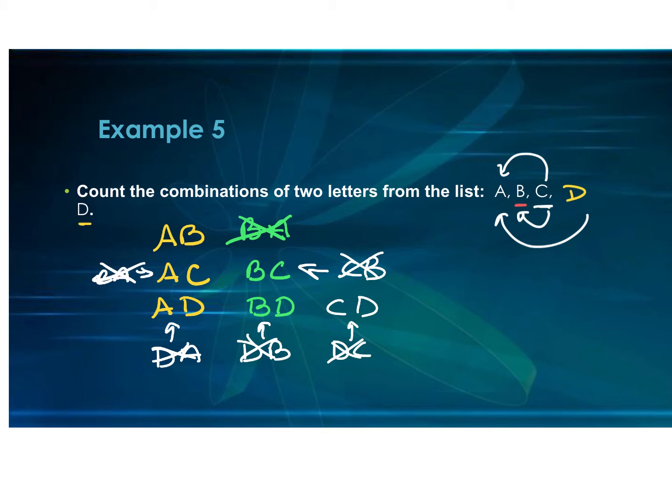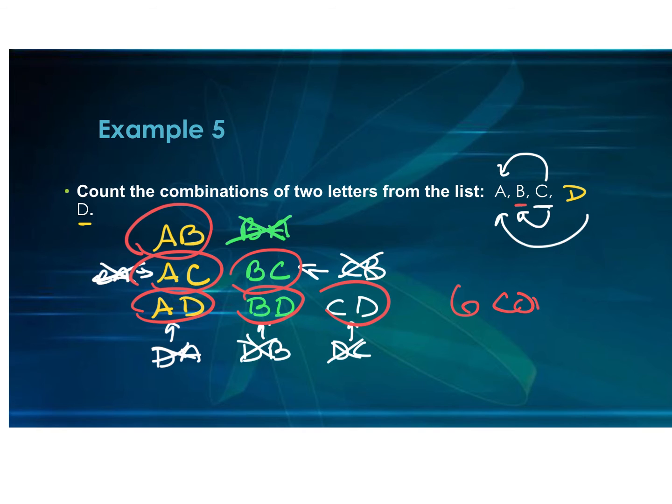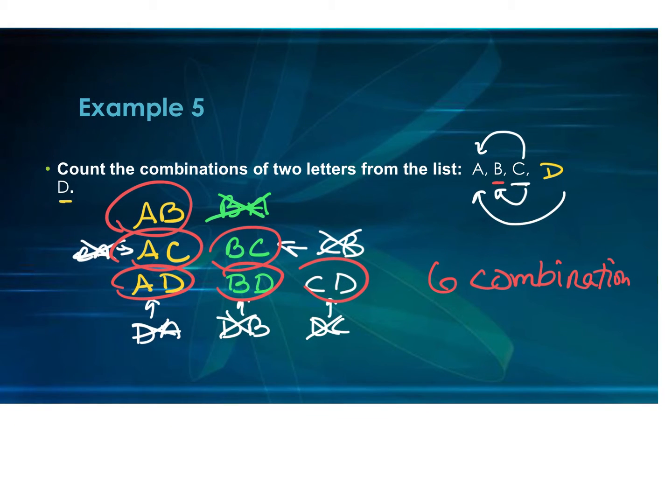So the only possible combinations that I'm worried about listing are AB, AC, AD, all of these, and there's a total of 6 combinations. If it were permutations, then there would have been 12. So if it said permutations, where order matters, there would be 12. So there's always going to be fewer combinations than permutations because I'm not interested in the order that I'm placing those letters. Now we're going to see the formula.